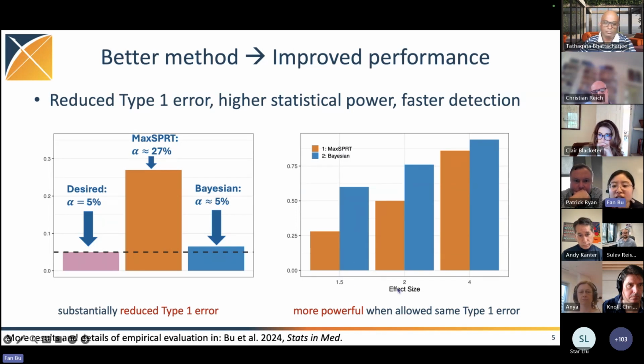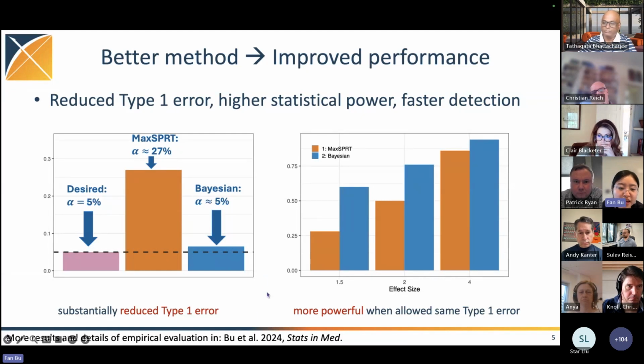And that is particularly the case for a smaller effect size. Those effect sizes are very close to the actual effect sizes for vaccine safety events in real life as well. So this means our approach, being a better solution, can bring down decision errors while providing more power and faster detection of true safety signals.